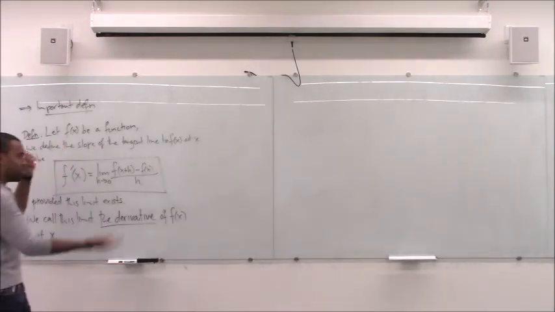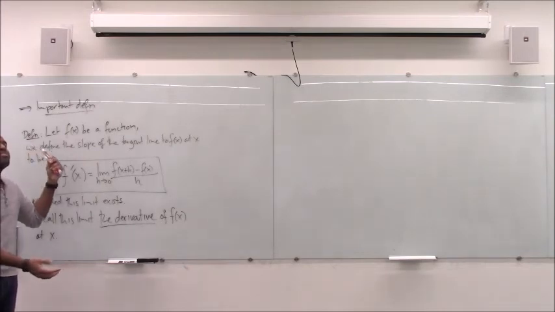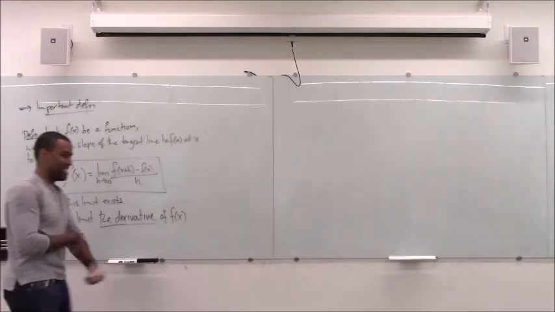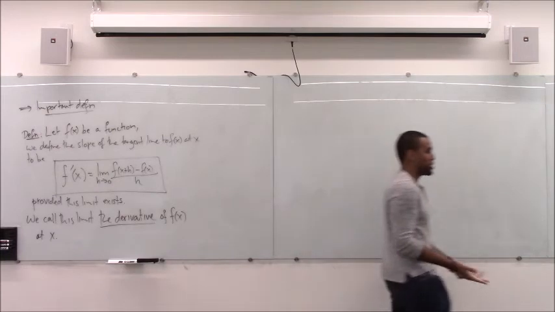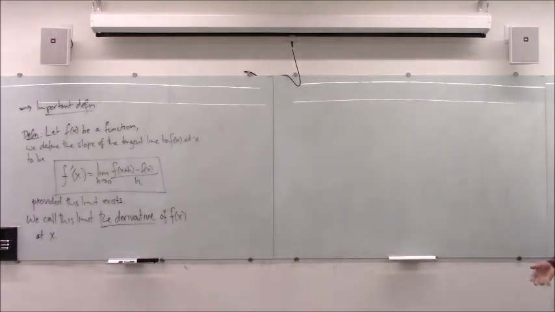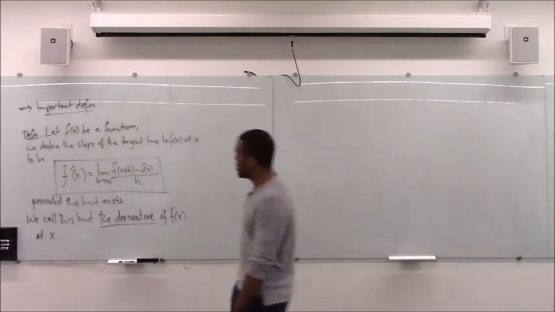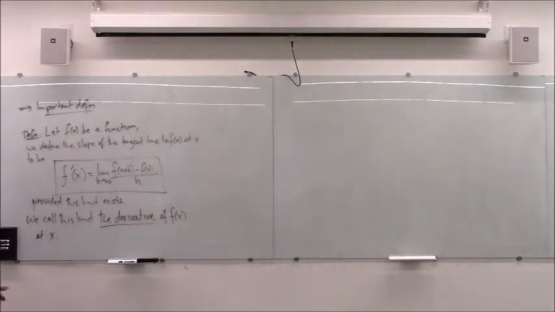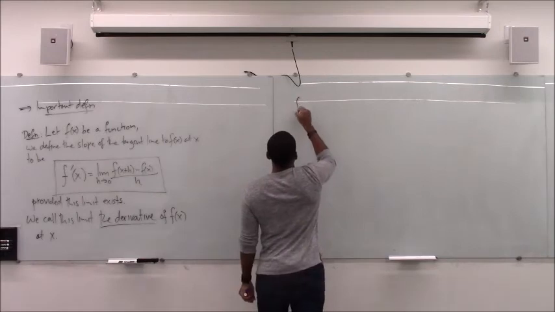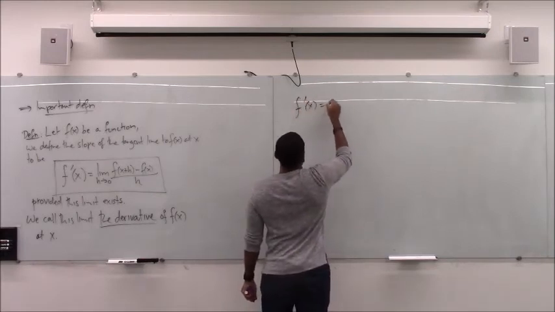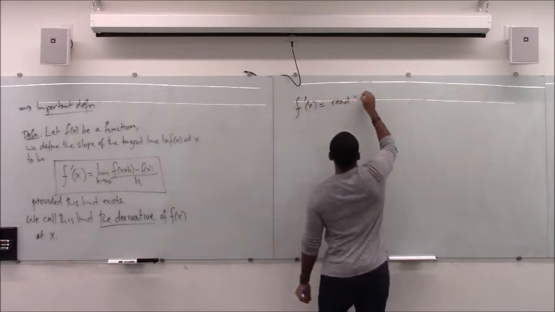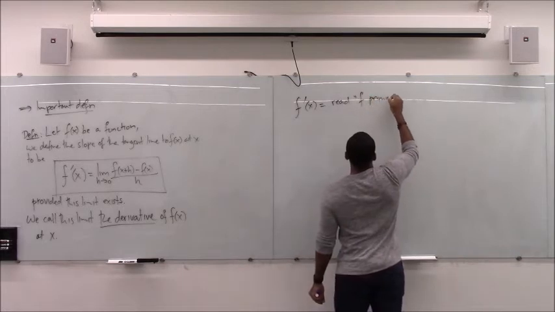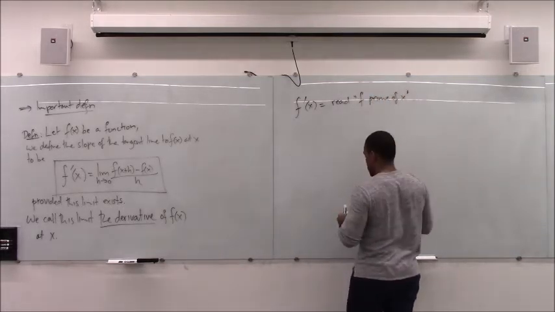Hey, we find this thing to find the slope of a tangent line. What do we call it? The derivative. What does the word derivative even mean? That's what they call it, the derivative. This notation, this limit, is called the derivative of f of x. So f prime of x.